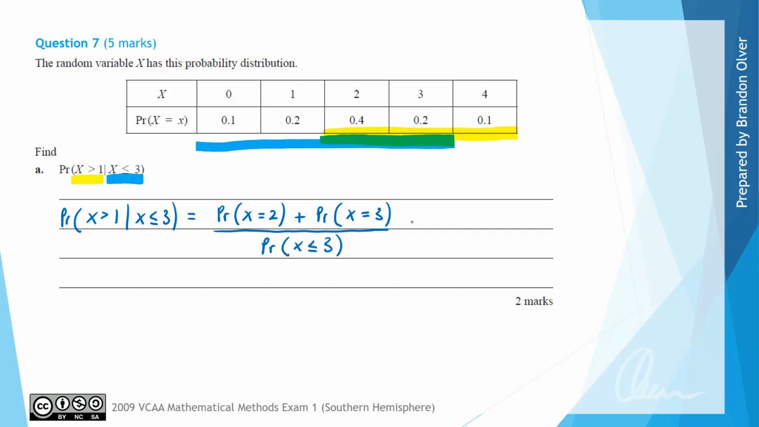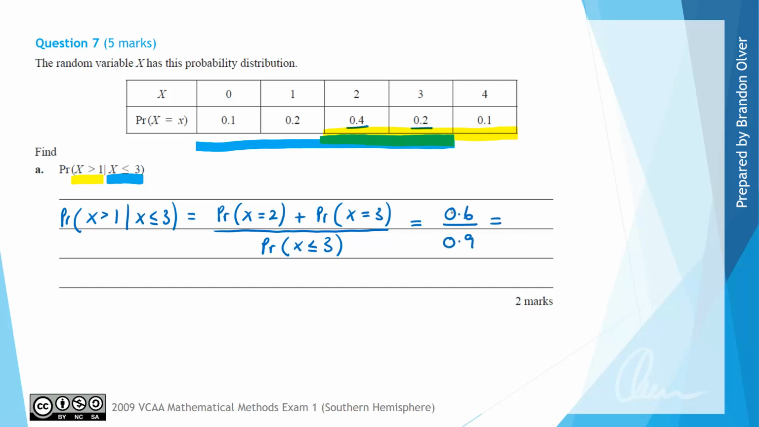And now if we go and find those probabilities, the probability that x equals 2 is this 0.4 plus the probability that x equals 3, which is this 0.2, so that gives 0.6, divided by, and then less than or equal to 3 was all of these probabilities, so that is 0.1 plus 0.2 plus 0.4 plus 0.2 again, or 1 take 0.1 if we use the complement, and that comes out to be 0.9.